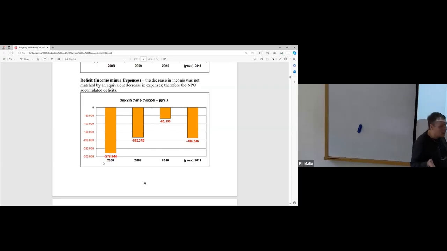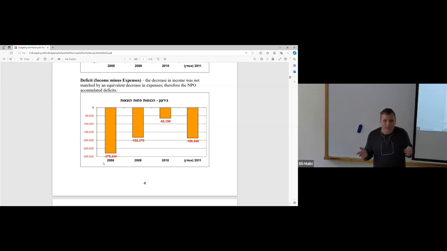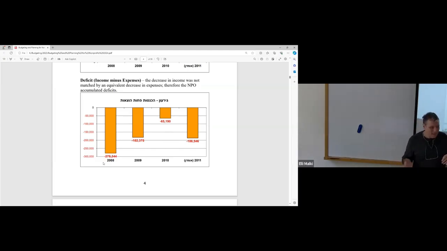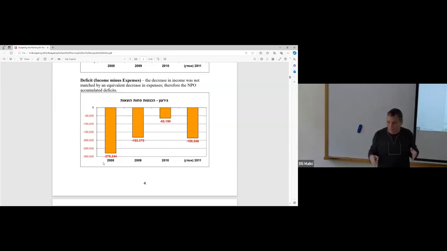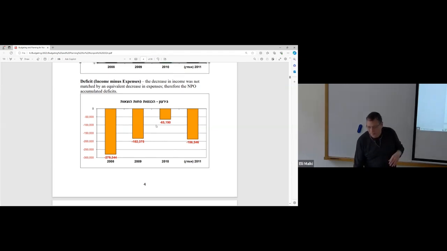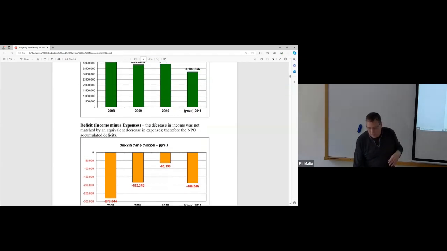Again, think of your personal life. Let's say that the bank allows you to overspend, okay, they open a credit line for you, so you can have expenses more than your income, but it's limited. When you reach the limit, that's it. So the organization basically met its limit, and it could not overspend, and it had to create a recovery plan.